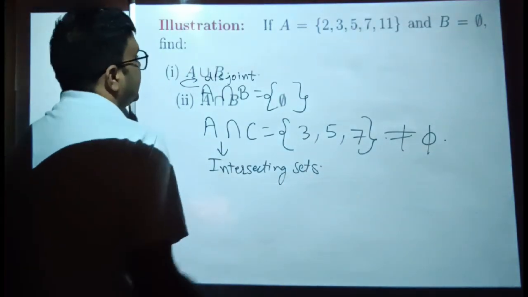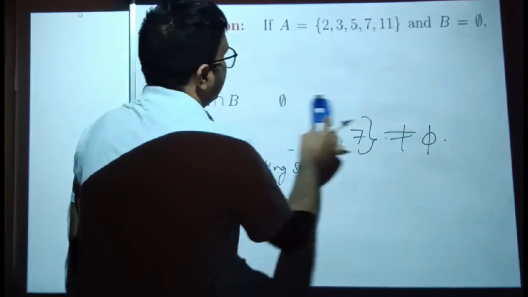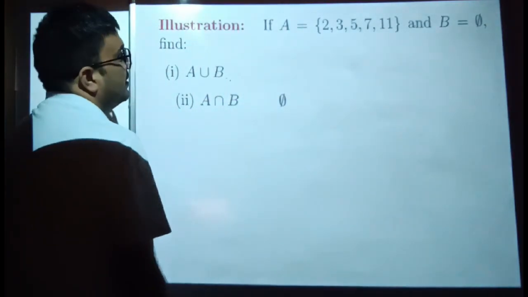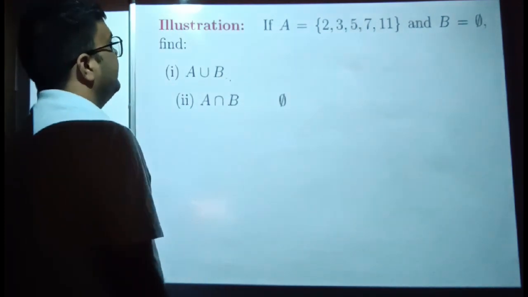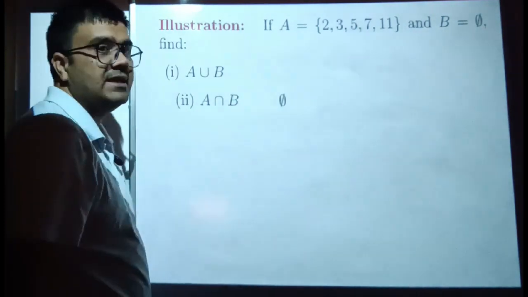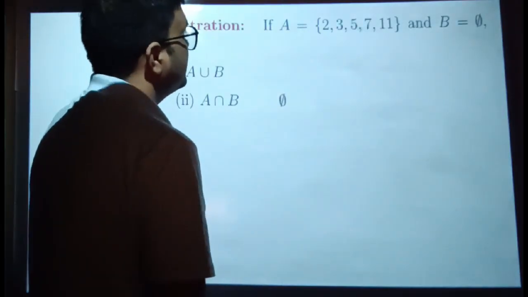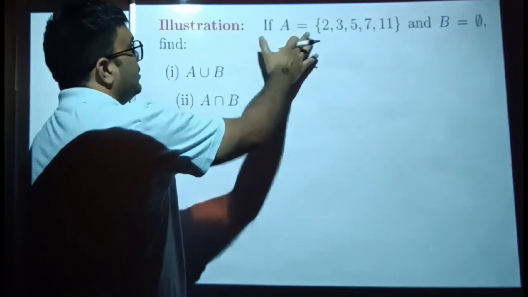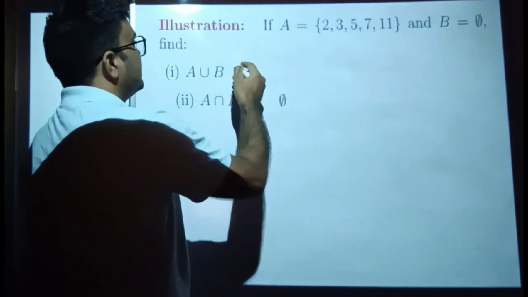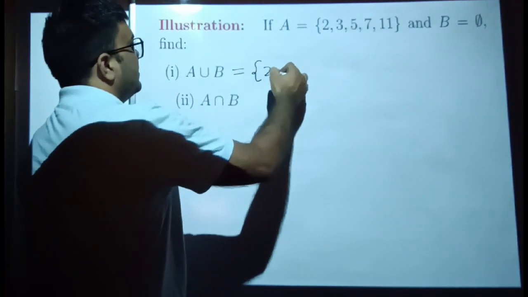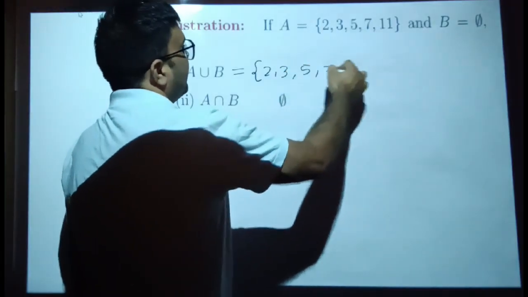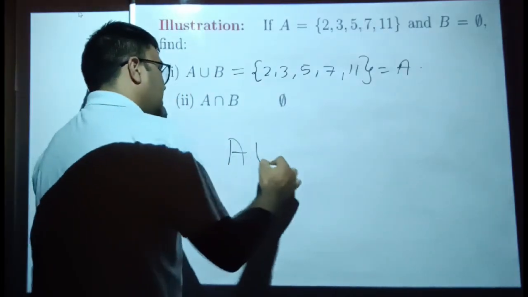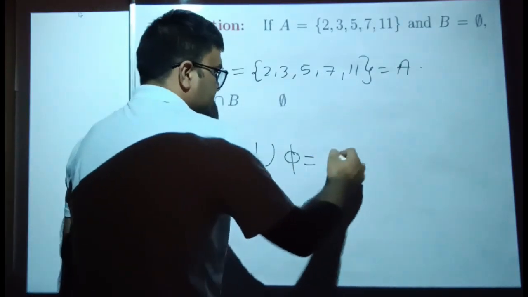Next, these two sets are given. A has elements 2, 3, 5, 7 and 11, and B is the empty set. We have to find the value of A union B and A intersection B. So B is the empty set. When we are writing A union B, we are including all elements of A and all elements of B. The answer is 2, 3, 5, 7, 11, that is set A. So we have A union empty set is equal to A.